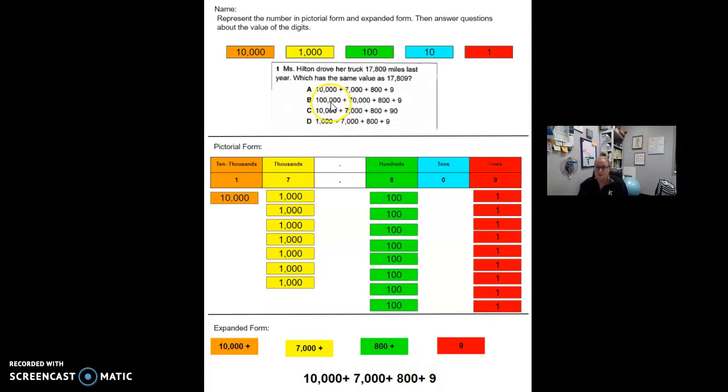This one says 100,000 plus 70,000 plus 800 plus 9. Well, we didn't have any 100,000, so I know I can cross that one out. The next one says 10,000 plus 7,000. Ooh, those are good. Plus 800, that's good. But this says plus 90. I didn't have 90, I had 9. So again, I'm going to cross it out. This one says 1,000 plus 7,000 plus 800 plus 9. I didn't have 1,000, I had 10,000. So I'm going to go ahead and cross it out. So we were right. Our answer was A. So I'm going to go ahead and circle A.